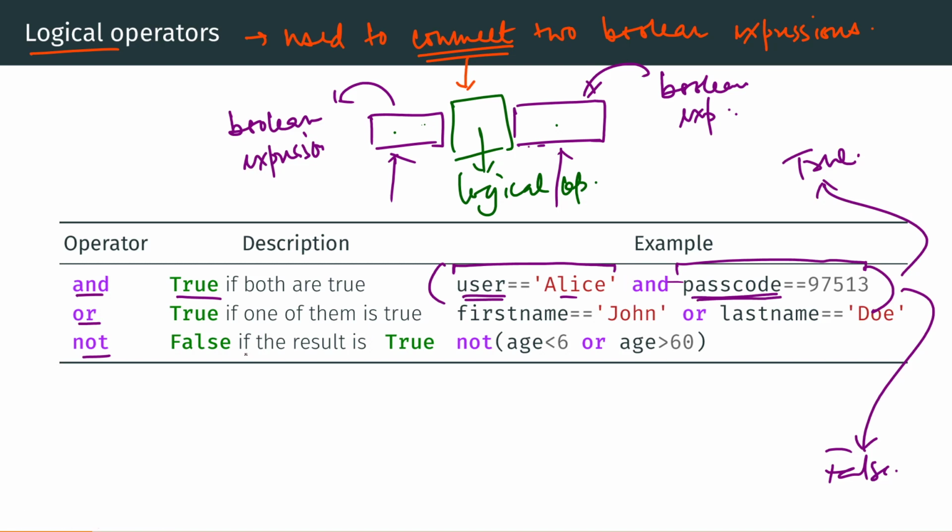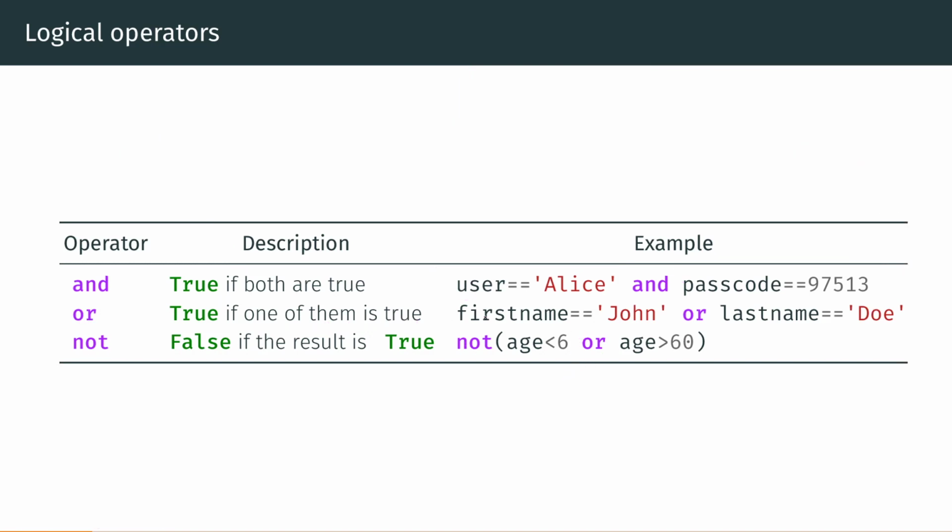The second one is the OR operator, which returns true if either one of them or both of them is true. If at least one of the expressions is true, then it will evaluate to true. Let me clear it. So this is the first expression: is first name equal to John, or last name equal to Doe? If either of these expressions is true, then the entire thing will evaluate to true.